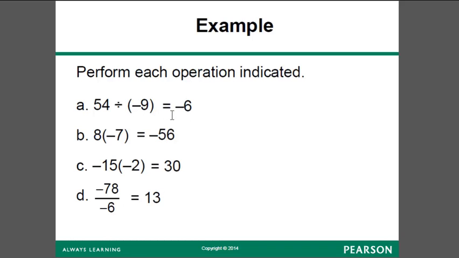54 divided by a negative 9 is negative 6 because I only had one negative. 8 times a negative 7 is a negative 56. Again, I only had one negative. Negative 15 times a negative 2 gives me a positive 30 because I had two negatives. Negative 78 divided by a negative 6 gives me a positive 13. Two negatives.